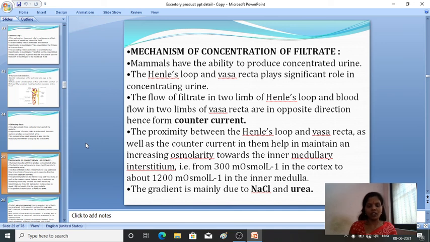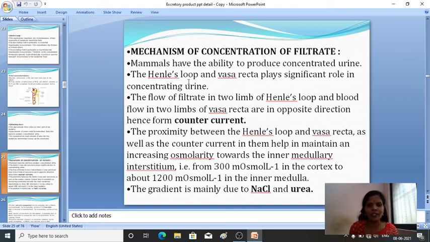As you already know, all mammals have the tendency to concentrate the filtrate. This concentration of the filtrate depends upon the length of the loop of Henle and the vasa recta. The mechanism of concentration of the filtrate is also known as the counter current mechanism.